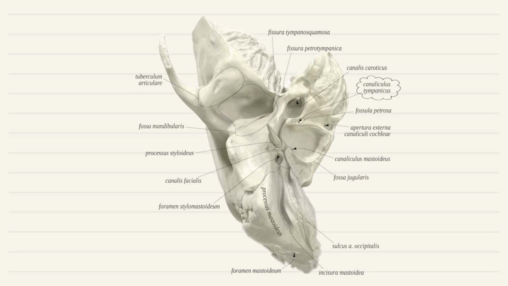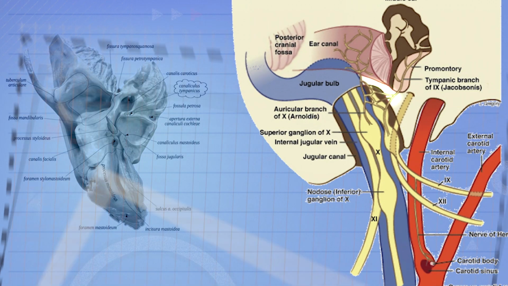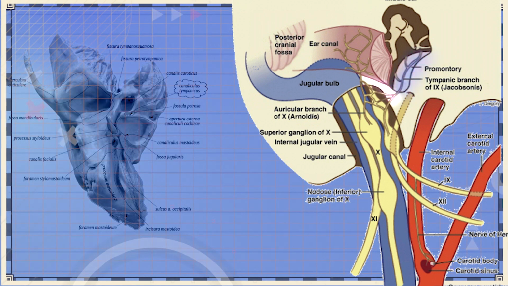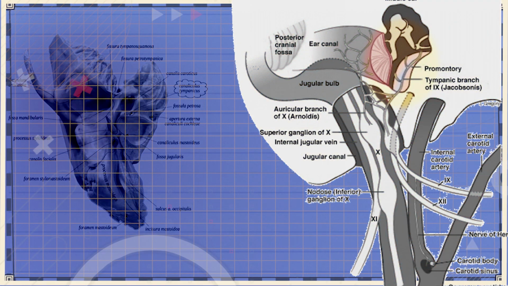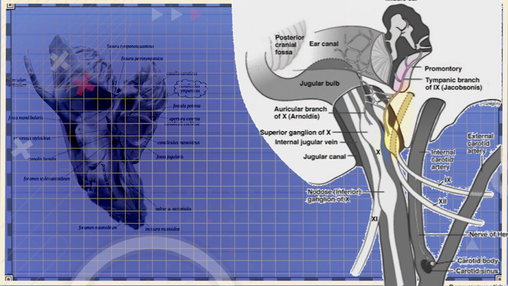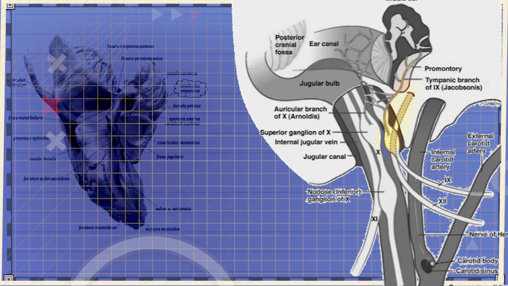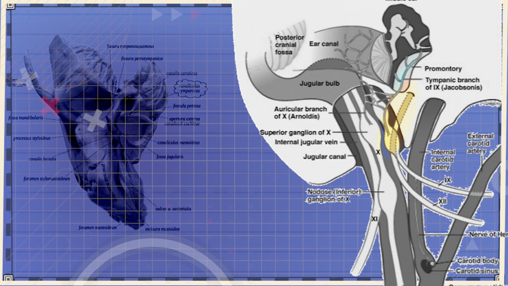Tympanic canaliculus. Small opening at the junction of the floor and medial wall of the cavity. Allows the entry of the tympanic branch of the glossopharyngeal nerve, Jacobson's nerve, into the middle ear from its origin below the base of the skull.